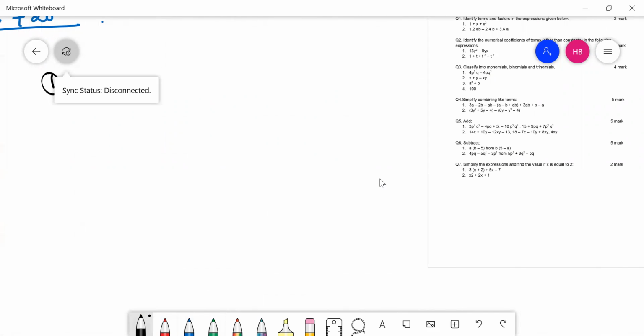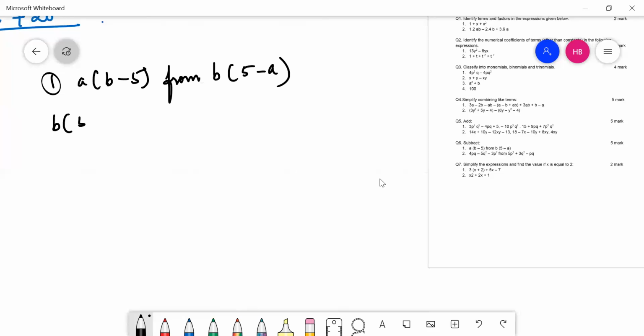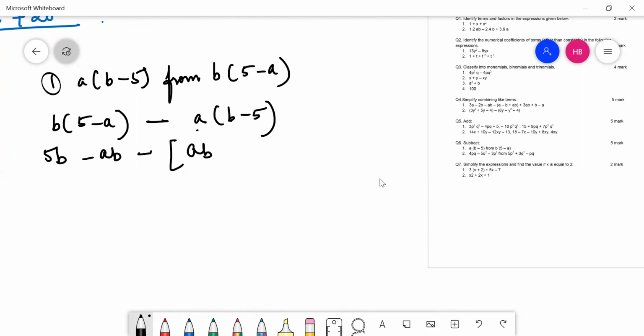The first question is, I have to subtract ab minus 5 from b5 minus a. So basically what I have to do is 5b minus a of b minus 5, correct? Now, first step, we all know, open the brackets. If I open the brackets, 5 into b will give me 5b, b into a will give me ab, and a into minus 5 will give me minus 5a. Okay.